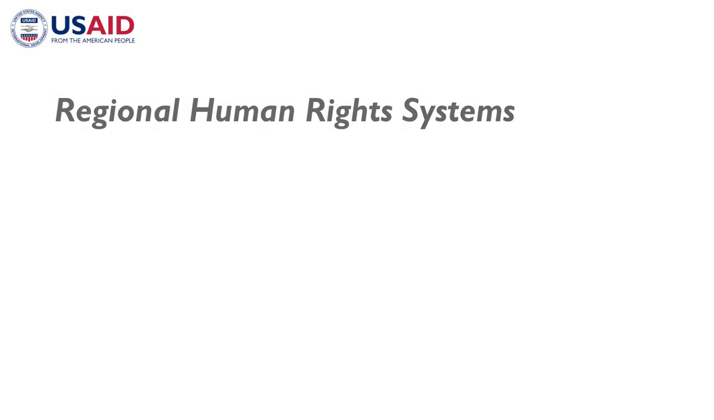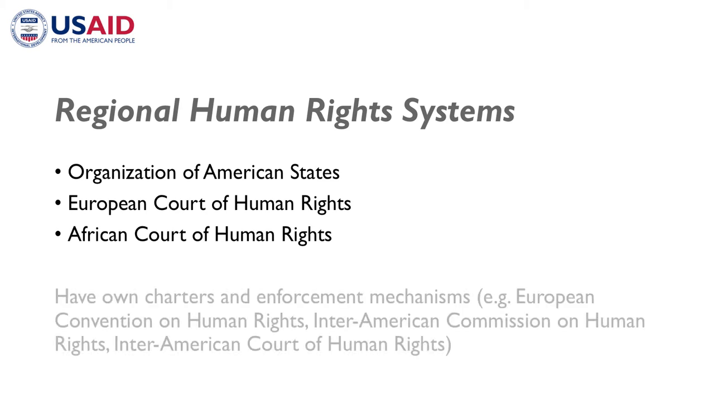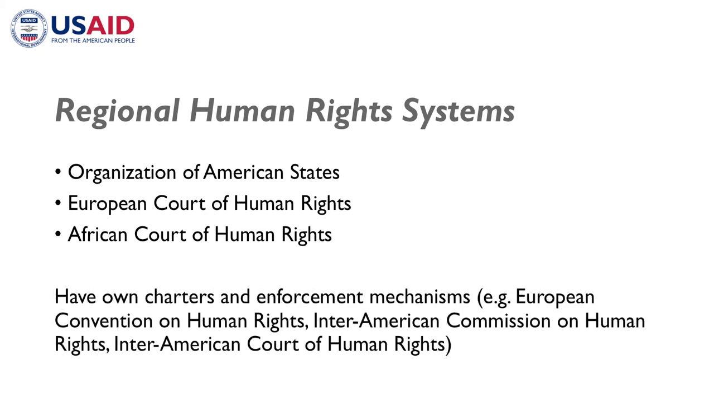Another important part of the international human rights system to talk about and to consider is regional human rights systems. A number of regions, including the Organization of American States, OAS, the European Court of Human Rights, and the African Court of Human Rights, have developed their own charters, their own human rights instruments, and then developed relatively strong enforcement mechanisms for those human rights. The European Convention on Human Rights was one of the first and was started in 1950. It defined and guaranteed human rights and fundamental freedoms in Europe. All 47 members of the Council of Europe have signed the convention, and the European Court of Human Rights in Strasbourg has jurisdiction over all those states.